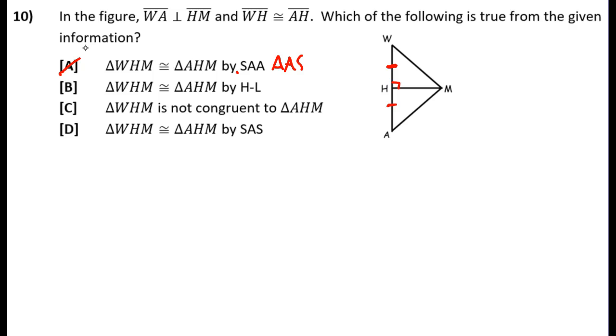Triangle WHM congruent to triangle AHM. So I do have a right angle, so HL could be a possibility. However, I do have a shared side here, and I don't know that my hypotenuse is congruent, so I can't use HL. Saying that it is not congruent, that's not true because I have a side, an angle, and a side, so the correct answer here is D.